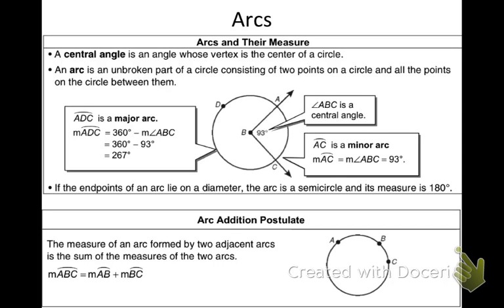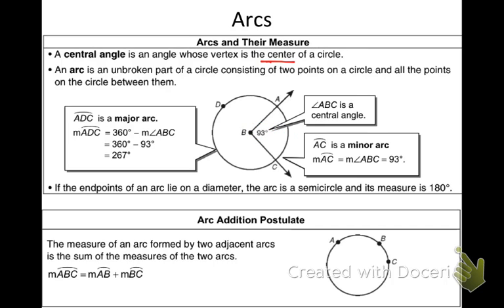Arcs and their measure. A central angle is an angle whose vertex is the center of a circle. Well, that makes sense. When you think of central, what do you think of? Center. So a central angle is the angle from the center. Okay, so again, it makes an angle here. That's a central angle. Now, in a central angle, the angle measure is the same as the arc.